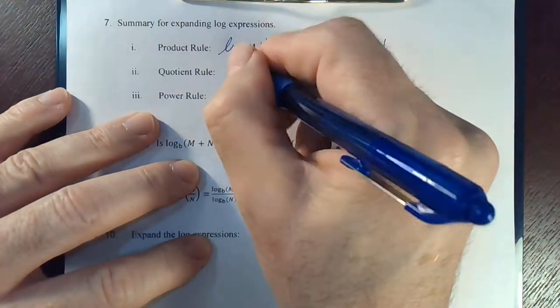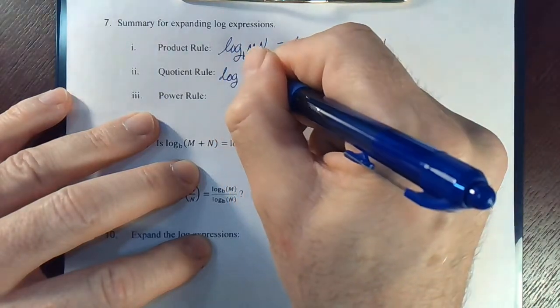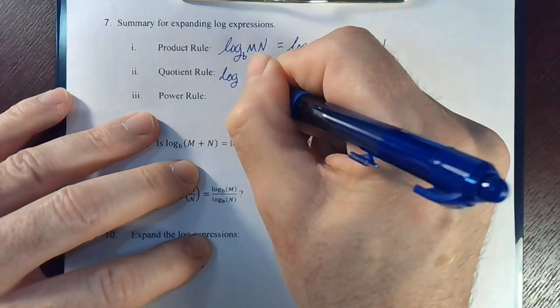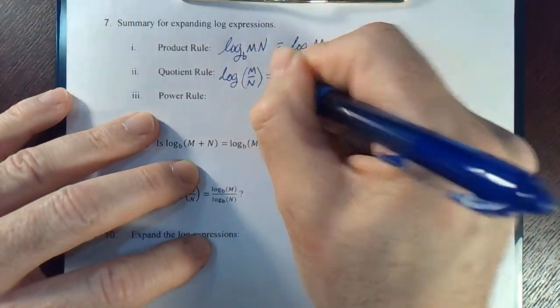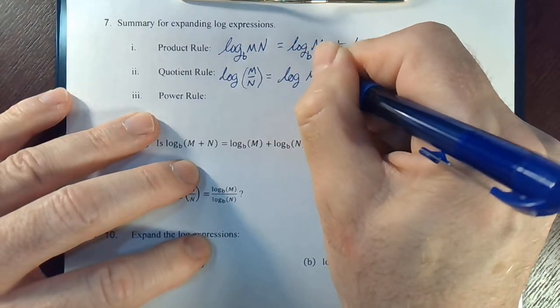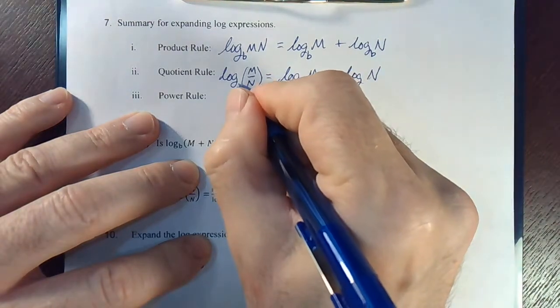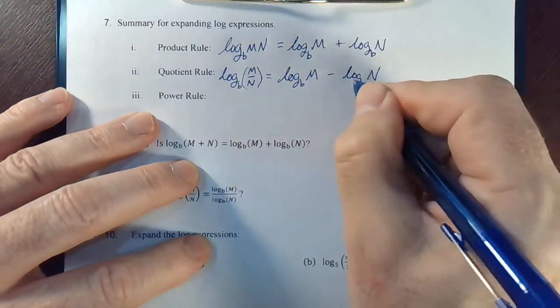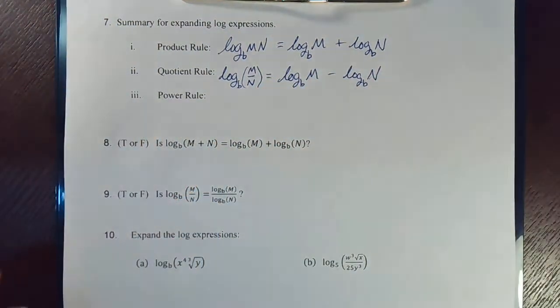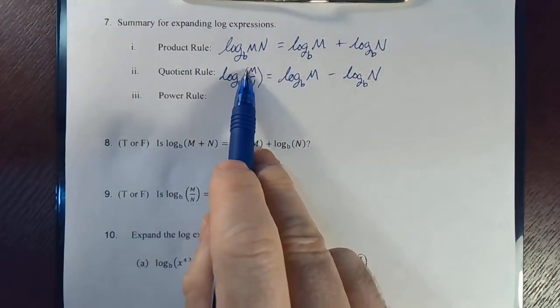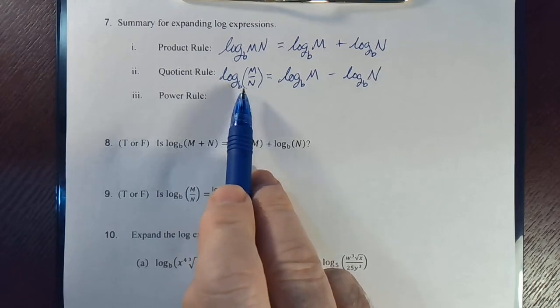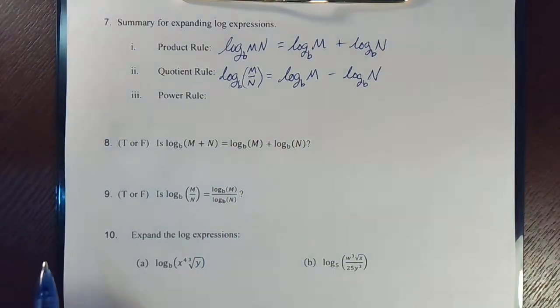The quotient rule tells us that the log of m over n is equal to the log of m minus the log of n. And again, we'll put the base b for all of them. You can use any base you want. Basically, if you're given this left-hand side, then you have to keep the same base on the right-hand side.